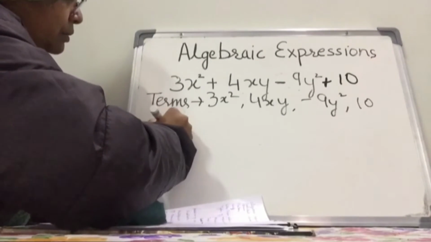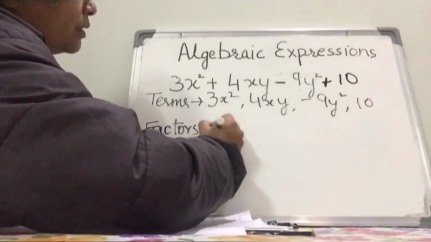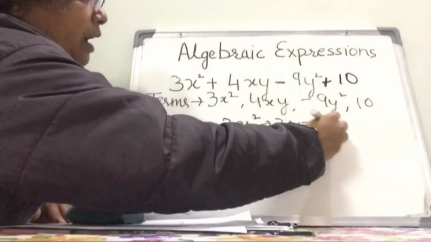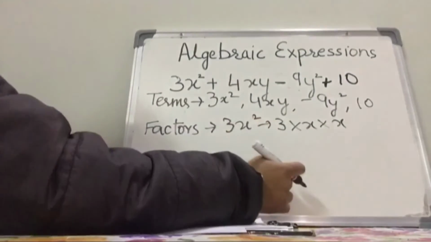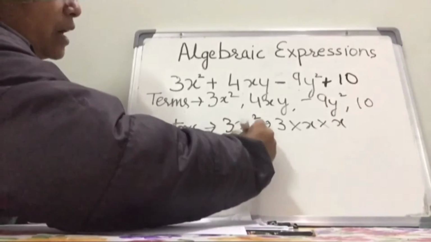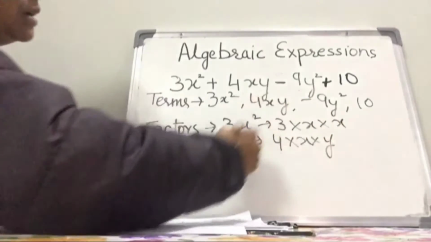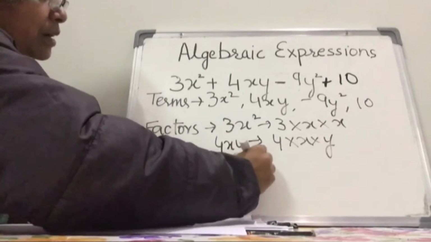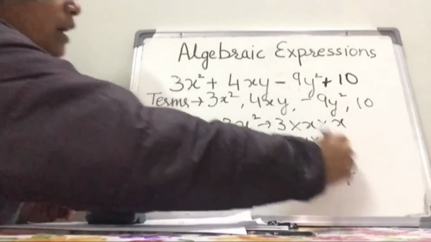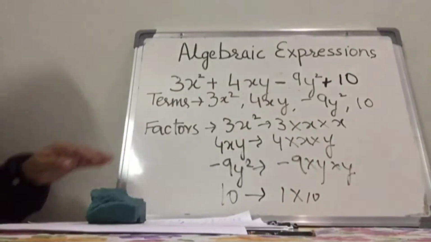So the factors of 3x² will be 3, x and x. A term is formed when we multiply its factors. For 4xy, we have three factors: 4 into x into y. Similarly, −9y² has three factors: −9 into y into y, and 10 has only two factors, 1 and the number 10 itself. So these are the factors.